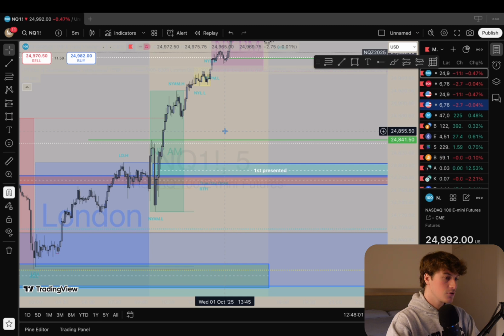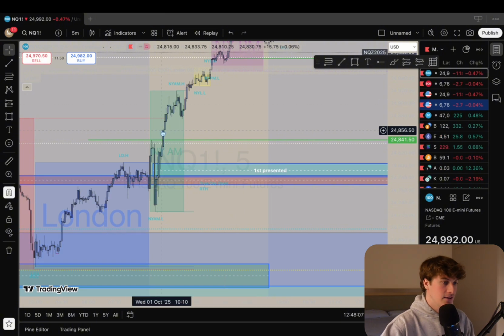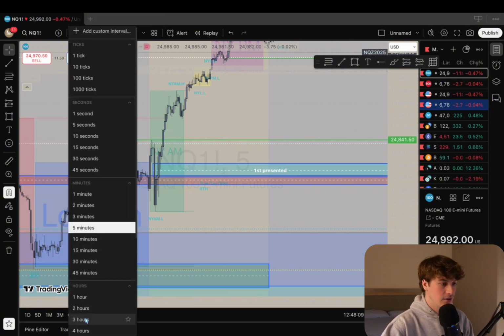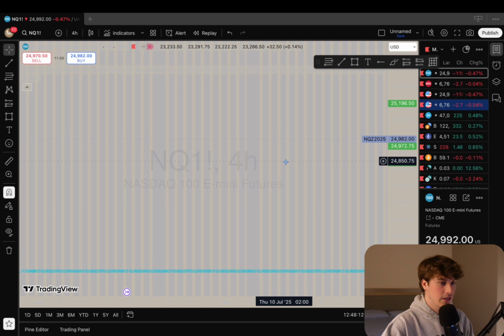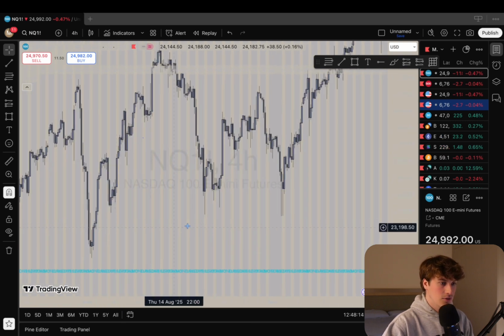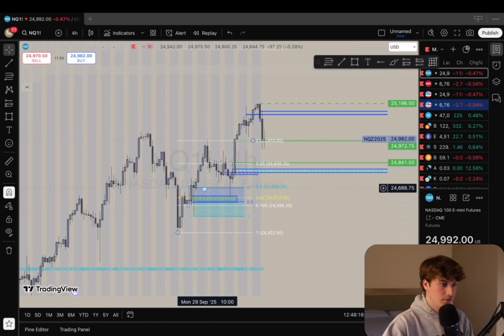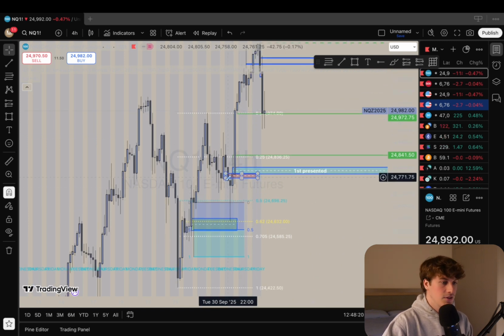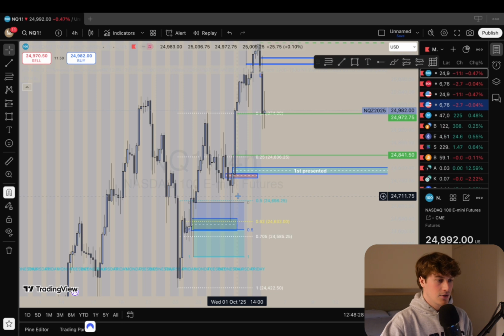Also, use again the bodies and the wicks from the video before. The wick in that case, that was the 4 hour wick, was doing the damage. I was bouncing off of this rejection block, but the body closure above this gap, the bullish body closure above this low, was telling me the story now is we're going higher, to the all-time high.